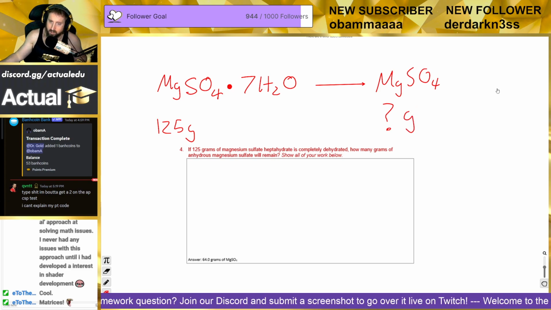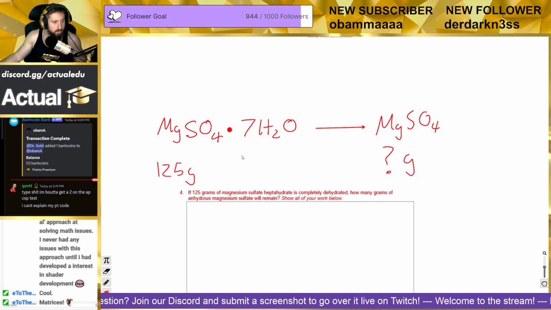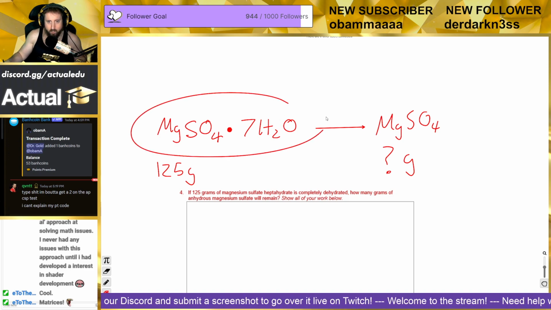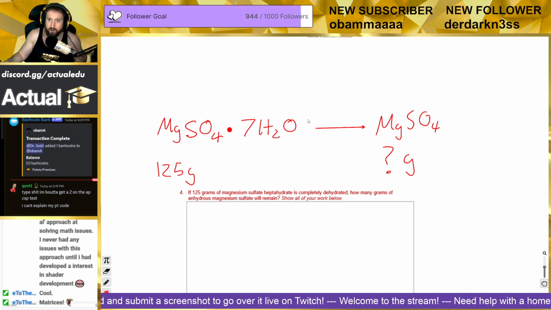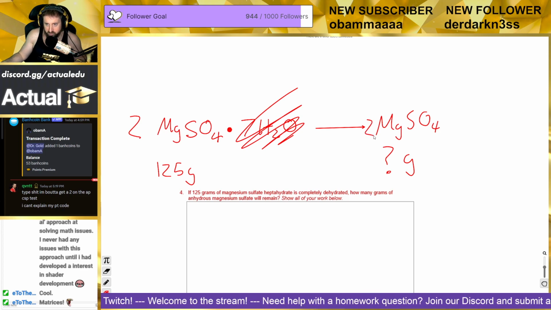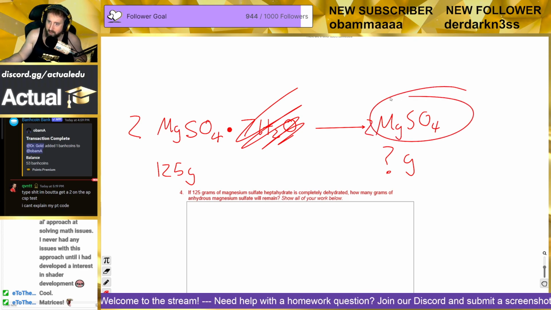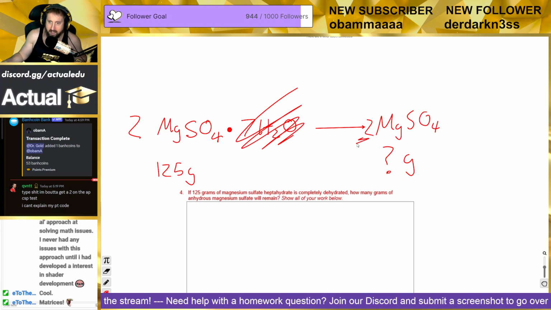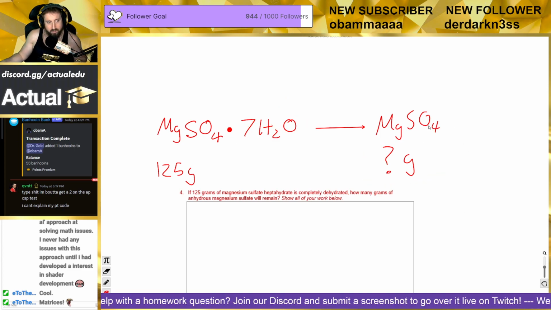Okay? All right. The first thing I want to do here, QV, is figure out the molar mass of this, because I want to figure out the number of moles of this. For instance, if I have 2 moles of MgSO4·7H2O altogether, when I remove the 7H2O, I will still have 2 moles of MgSO4. And then once I have the number of moles, I can convert that back into a number of grams of this. That's where this is going to come from.